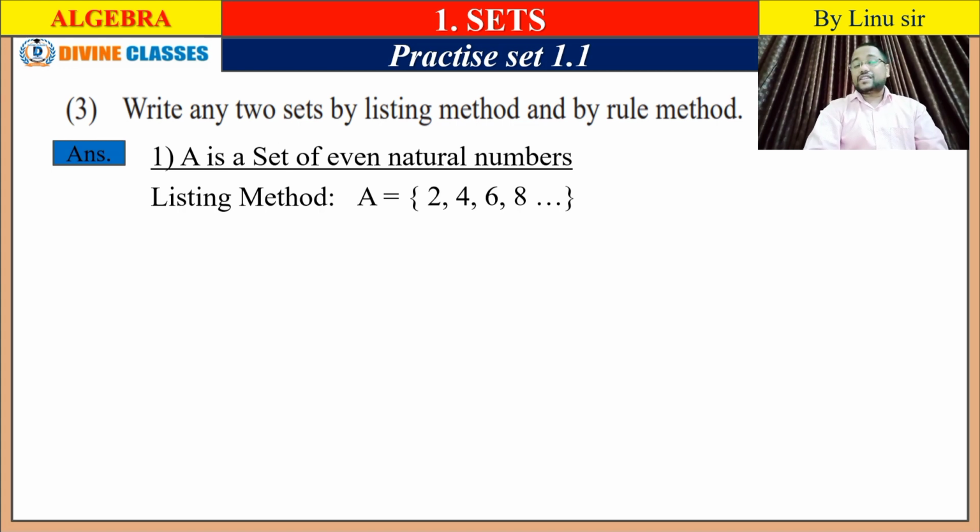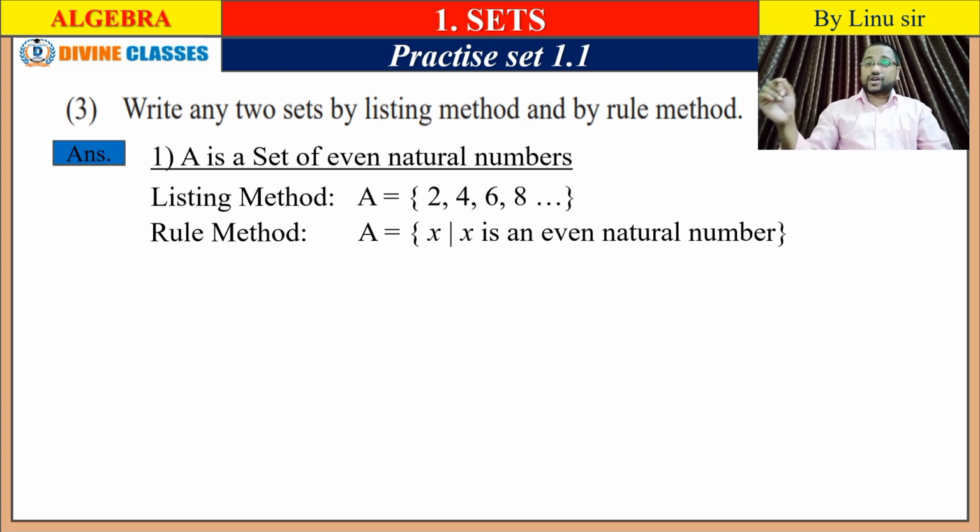So in listing method we can write A is equal to {2, 4, 6, 8, ...}, and in rule method set A is equal to {, and we know that we have to take a variable first, right, defining all the elements, that means x, such that x is an even natural number}. Students, keep it in mind that the statement should always be singular, right? It is not in plural.